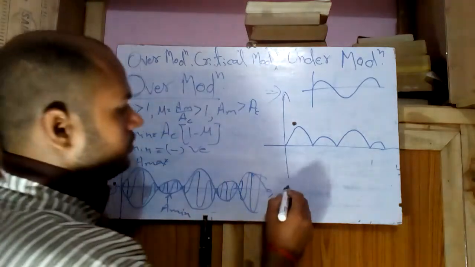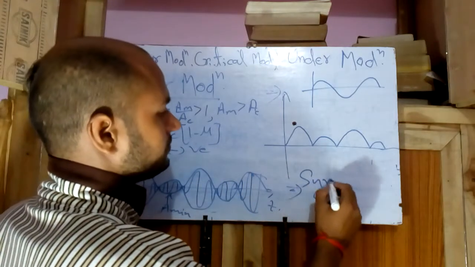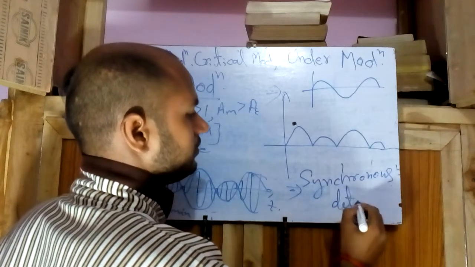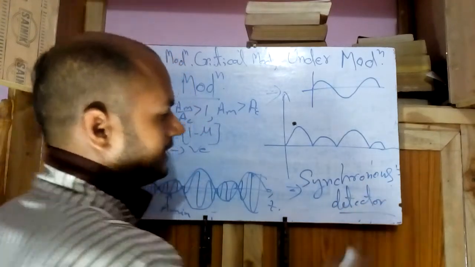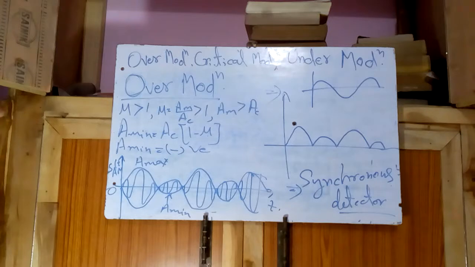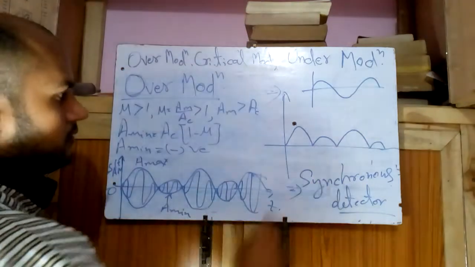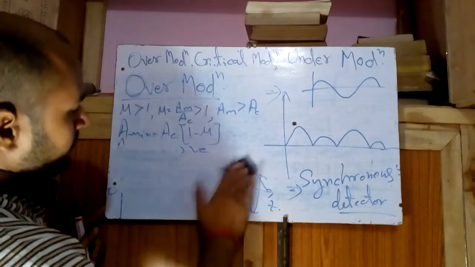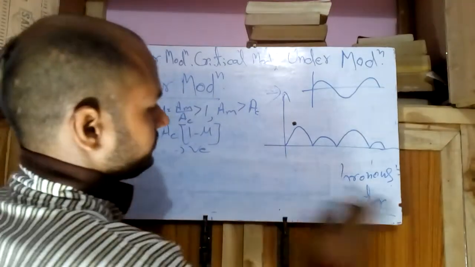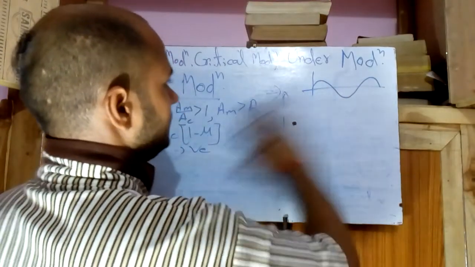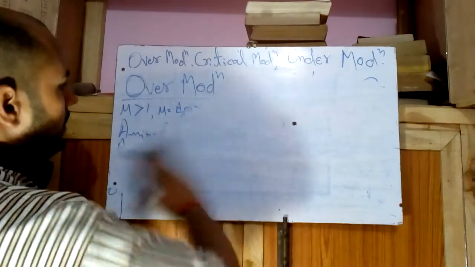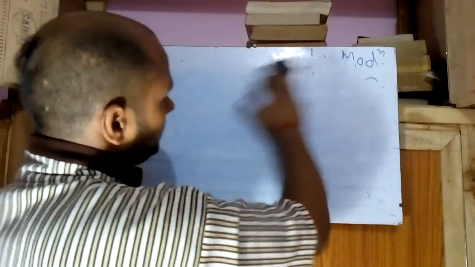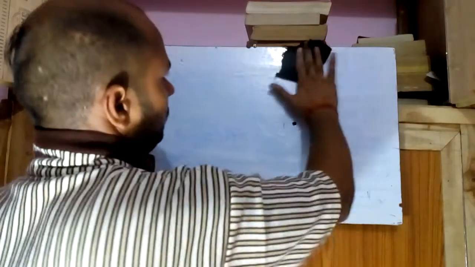So we will have to use a synchronous detector. It is complex but nice for detecting the signal from an over modulated signal. Right. Now we will see the generation of AM. That is all about critical, under and over modulation.